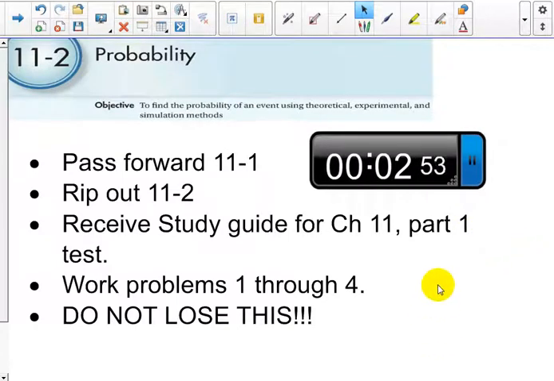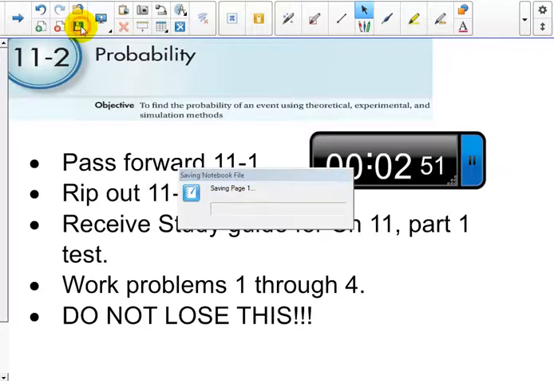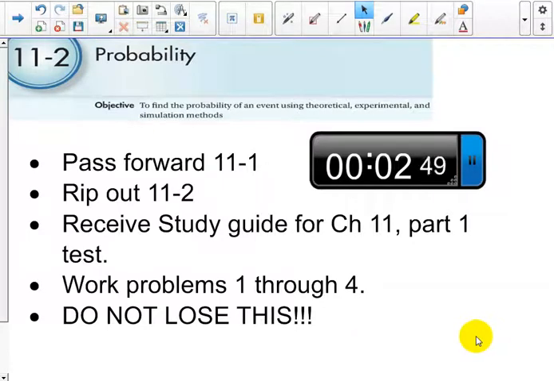All right, timer started. Girls, get busy, please. You should be working on your work.